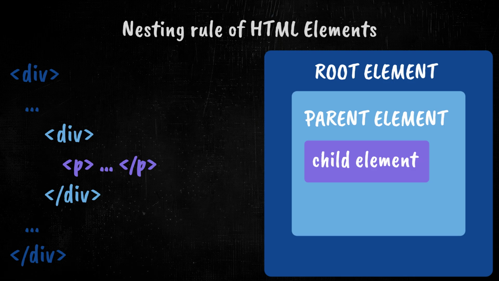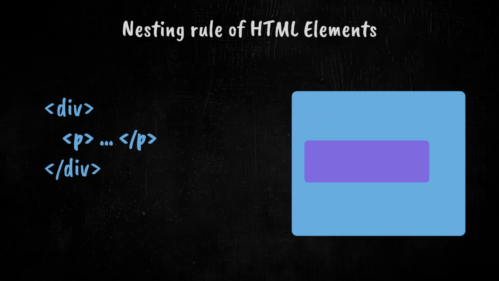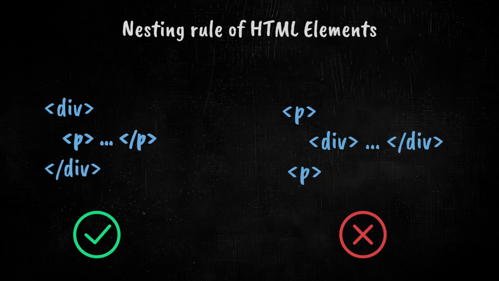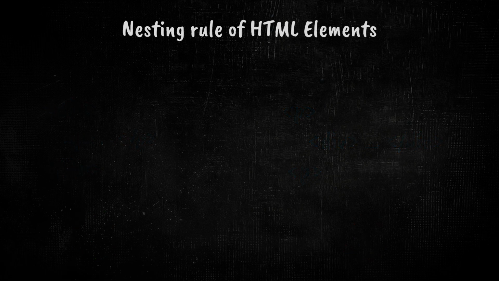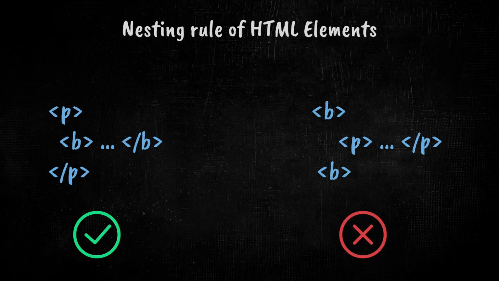But there's a rule that everyone needs to follow, a hierarchy you can say. Only a bigger element can hold smaller ones. So a division can have a paragraph inside it, but a paragraph cannot hold a division. It's too small for that. Same deal with something like paragraph and bold. A paragraph can have a bold as a child, but a bold cannot have a paragraph.